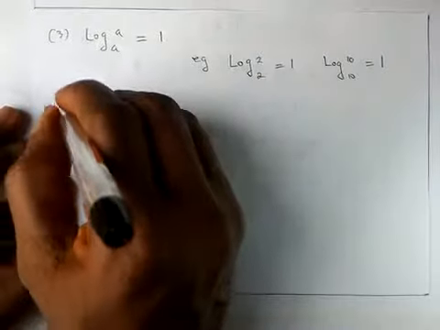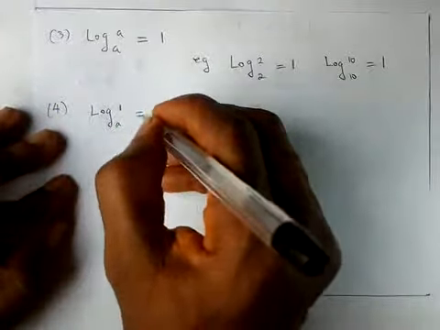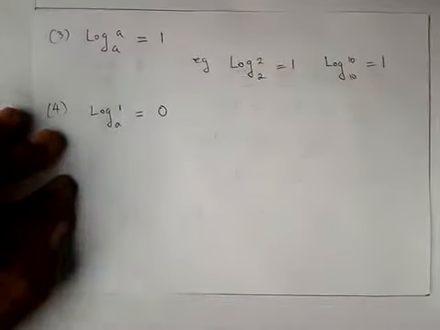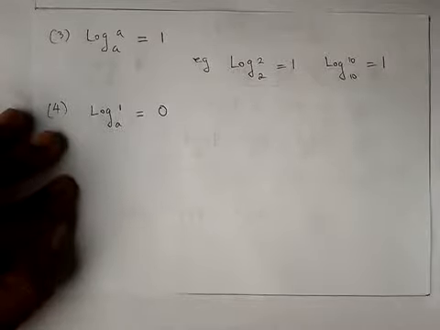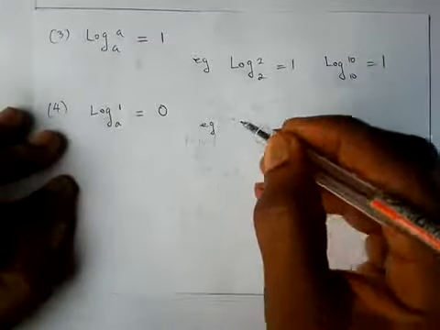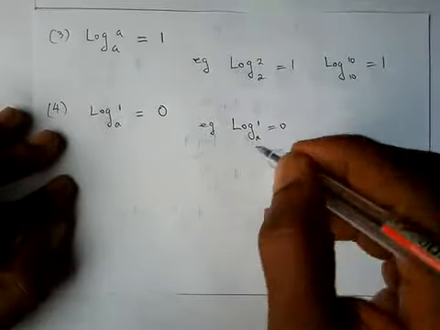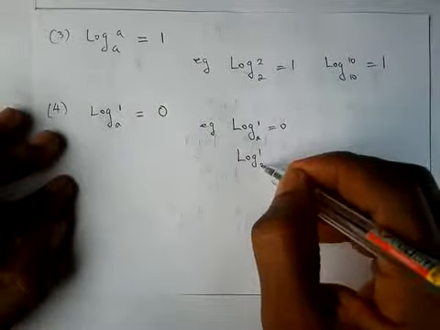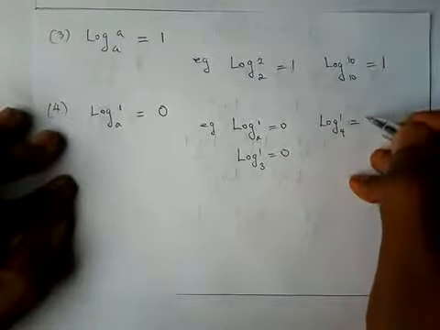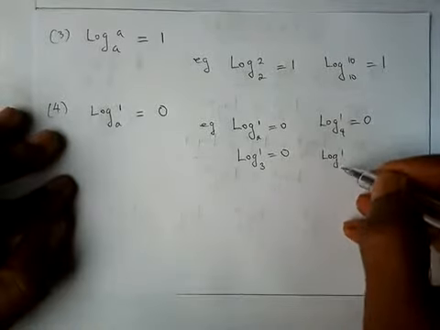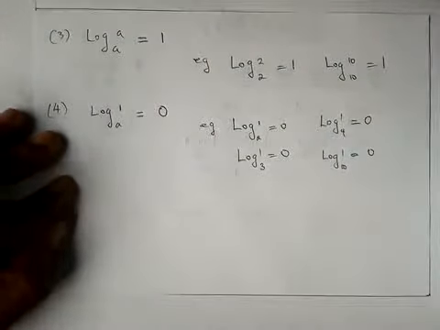Okay. Number 4: log 1 to any base is 0. Okay, to any base. So if you have log 1 to say base 2, it will be 0, as well as log 1 to base 3 will be 0. Log 1 to base 4 will be 0. Log 1 to base 10 will be 0. Log 1 to any base is 0.